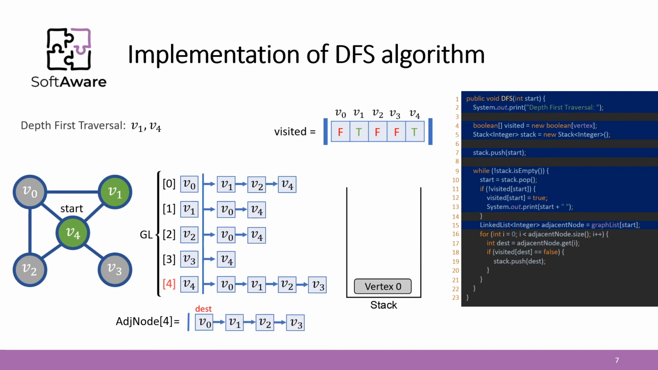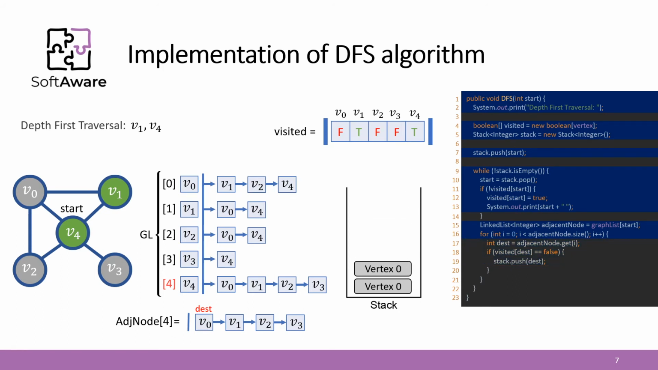The adjacent node linked list variable will now have 4 vertices in it, starting from the beginning as vertex 0, vertex 1, vertex 2 and vertex 3. At the next line, line number 16, we now aim to visit one by one all adjacent nodes of vertex 4 using a for loop. At the first iteration, the dest variable will be equal to vertex 0. In line number 18, we check its state in the visit boolean array to see if it is false. The state of vertex 0 in the visit boolean array is false, so we push vertex 0 again into the stack.